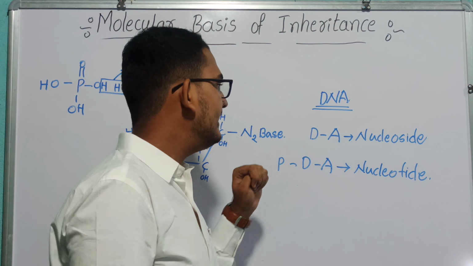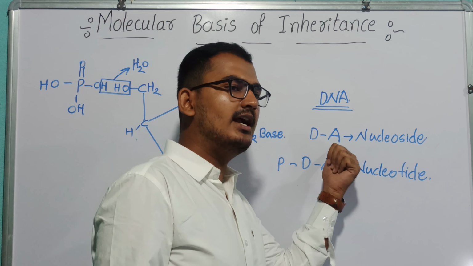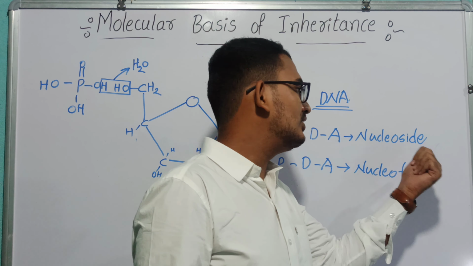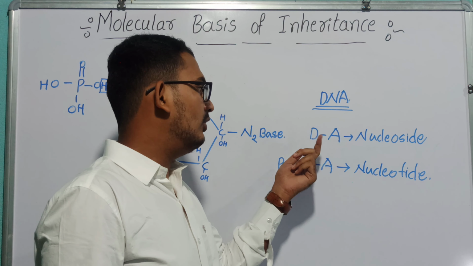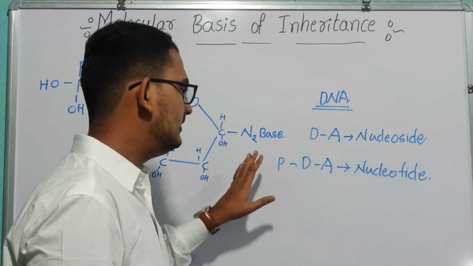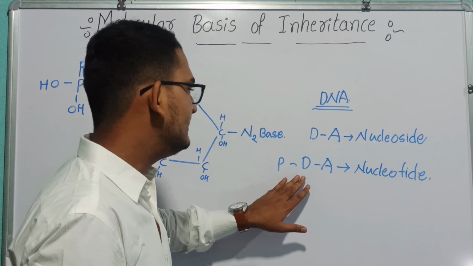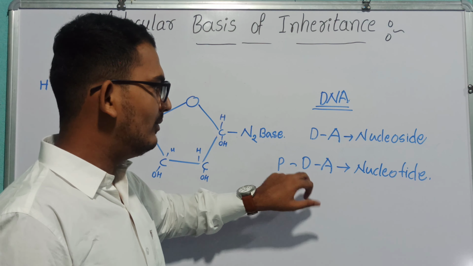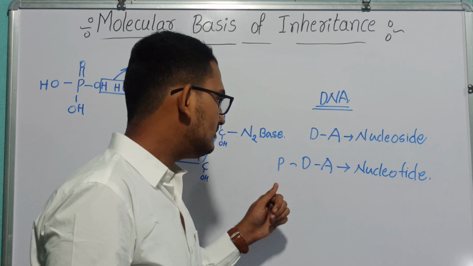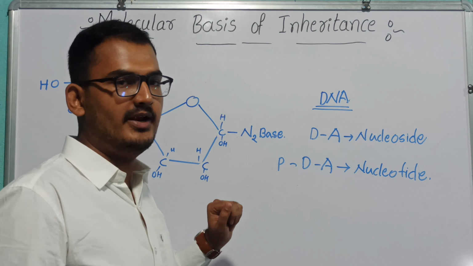Here I am taking DNA as an example, where deoxyribose sugar is going to get attached to the nitrogen base, that is adenine, that forms a nucleoside. In particular, this is deoxyadenosine. And then the phosphoric acid is attached by formation of a phosphodiester bond with deoxyribose sugar. Then this is called nucleotide. In particular, deoxyadenosine monophosphate.